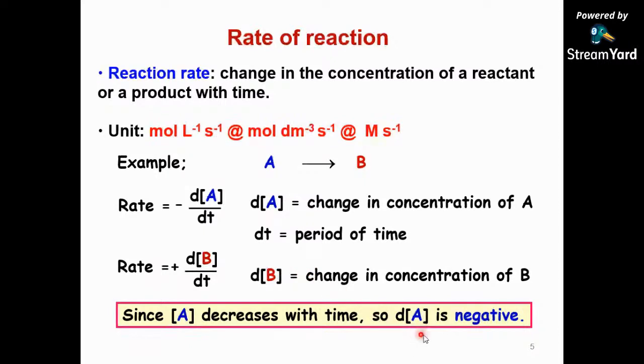So please remember this slide, very important. The first part is the unit of the reaction rate. The second part is how to express the rate of reaction. You must write out the rate over here. You cannot straight away give me the answer, negative delta A, concentration A over delta T. You must write down rate equal to, this point is very important, rate equal to, and then the negative sign for the concentration of reactant and the positive sign for the concentration of product.